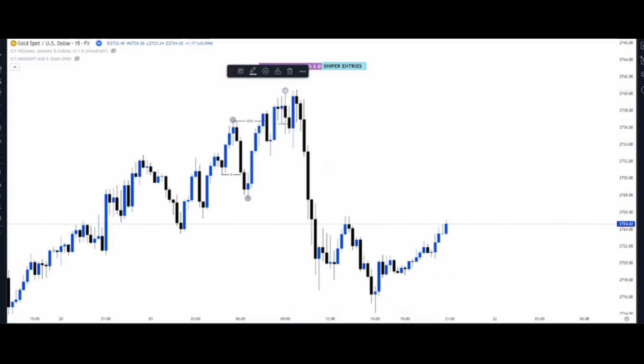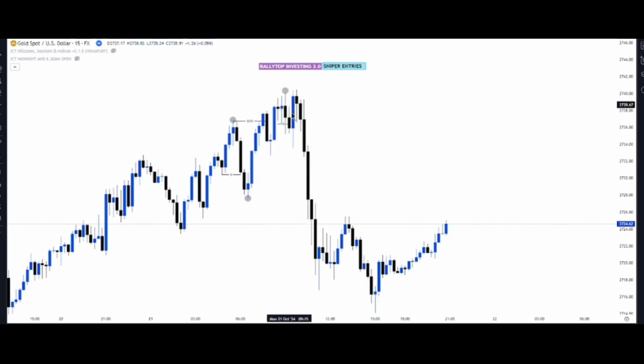But take a look at the way it took out that high. It didn't take it out with a candle closure. It took it out with a candle wick. That in itself will tell you that price is likely to make a deeper retracement or sometimes total reversal.